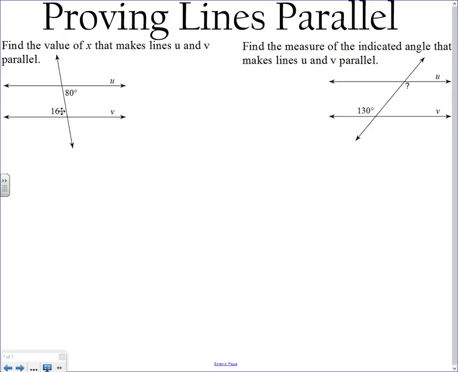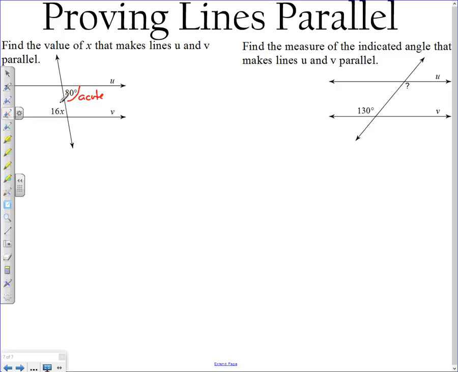For example, if x is 1, this will be 16, and 16 and 80 are not congruent or supplementary, so x can't be 1. So I need to find the x. The way you do it is, for them to be congruent, first look at this angle. Is that angle obtuse or acute? This angle is acute, less than 90 degrees.